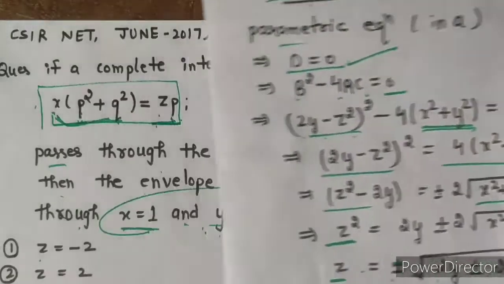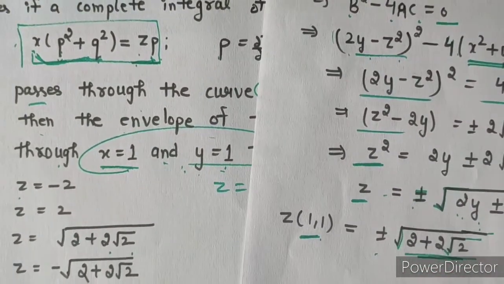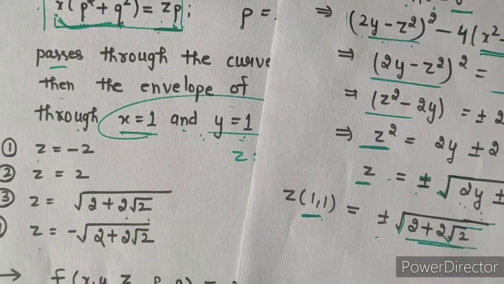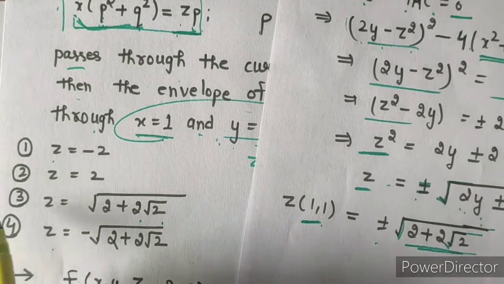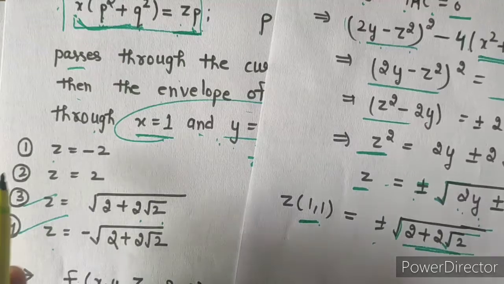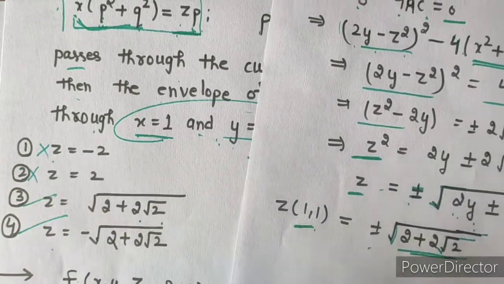We can check the options one by one. This z occurs in the 3rd and 4th options. Then 3rd and 4th are the correct answers. First and second are incorrect.